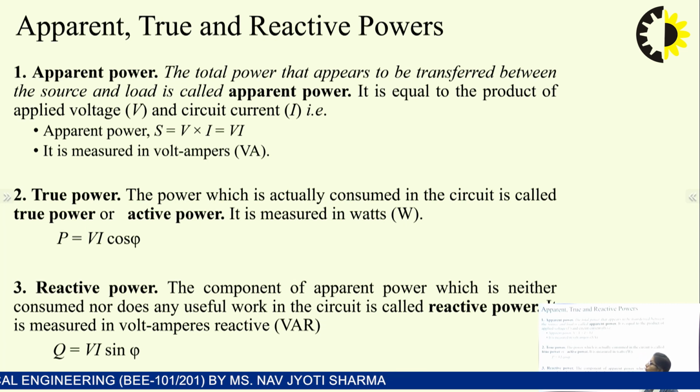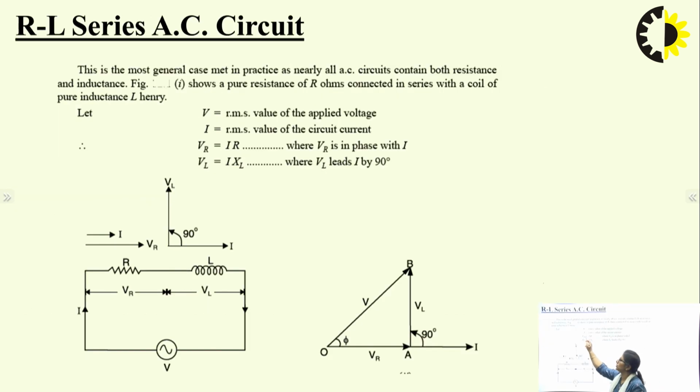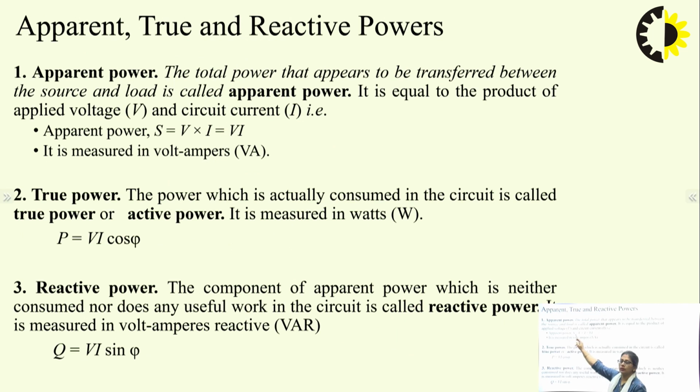So what is this apparent power? The total power that appears to be transferred between the source and the load is called apparent power, and it is equal to the product of the applied voltage and the circuit current. That is, it is just given by V into I, denoted by the letter S. It is measured in volt ampere.